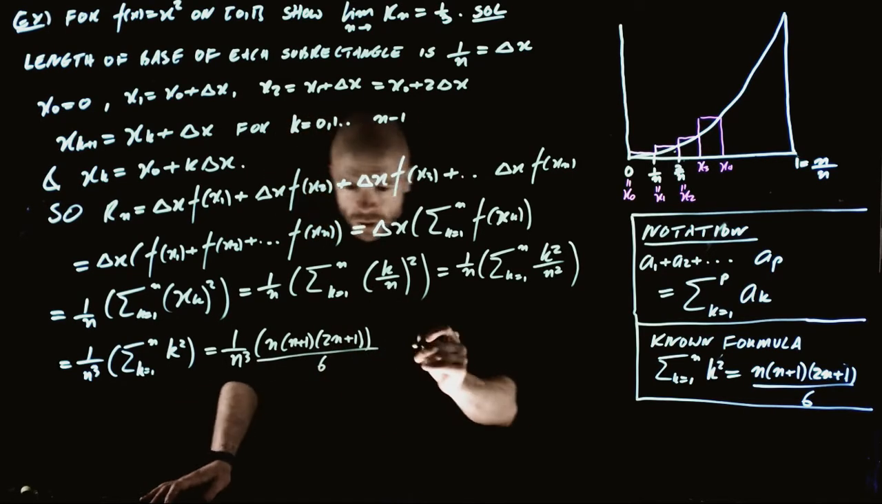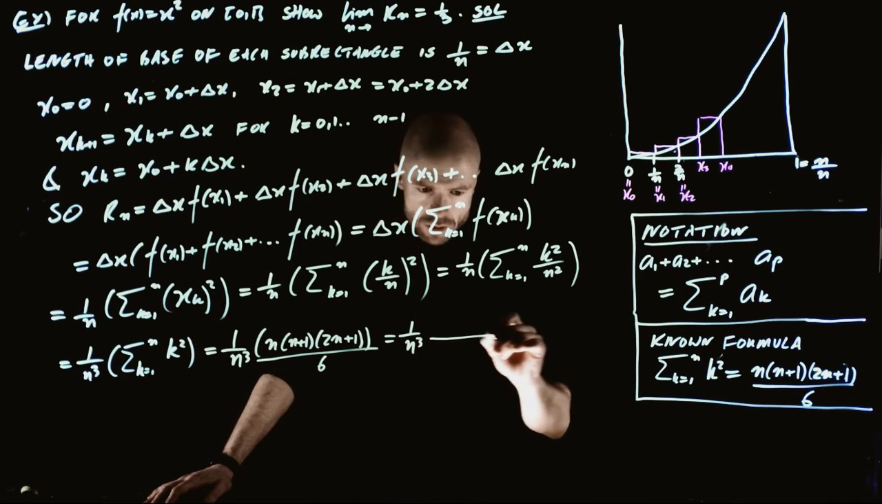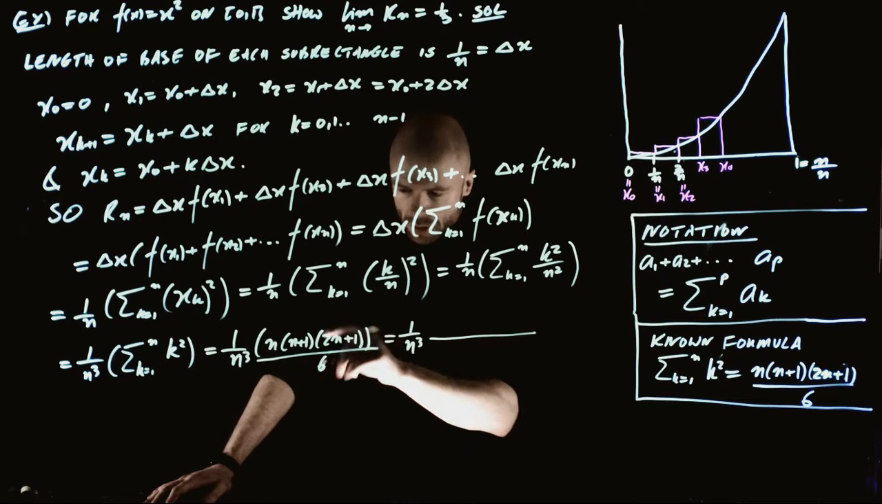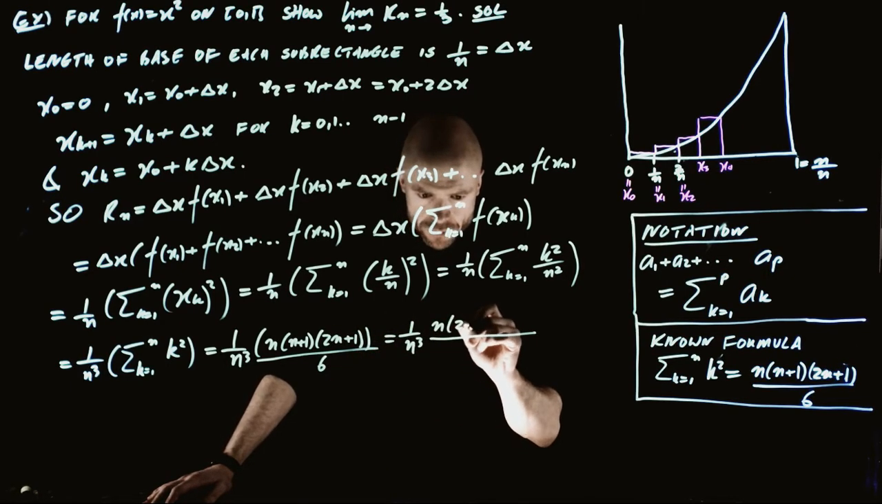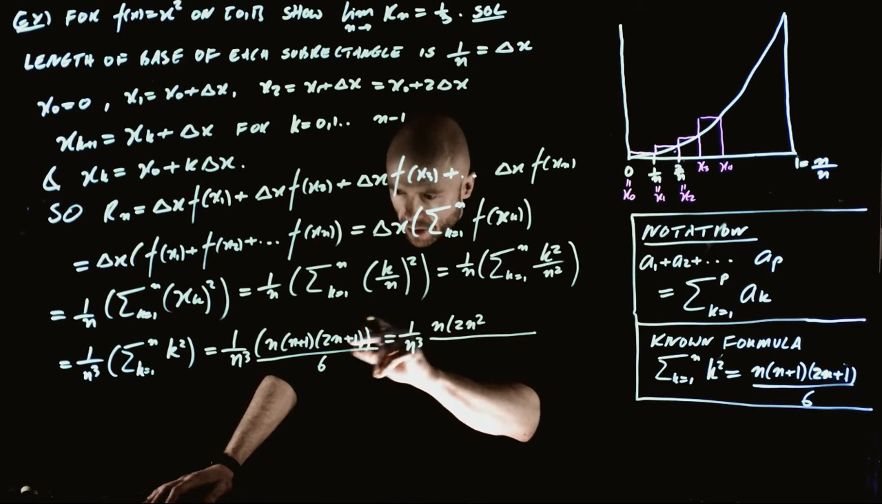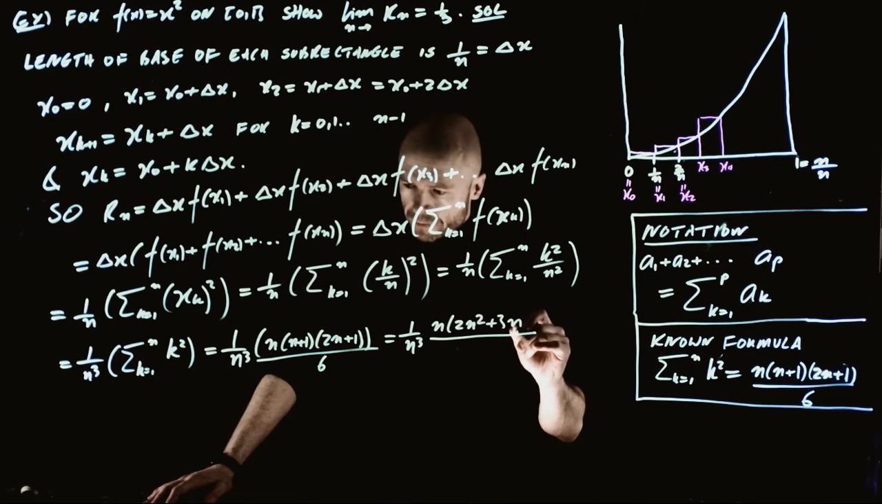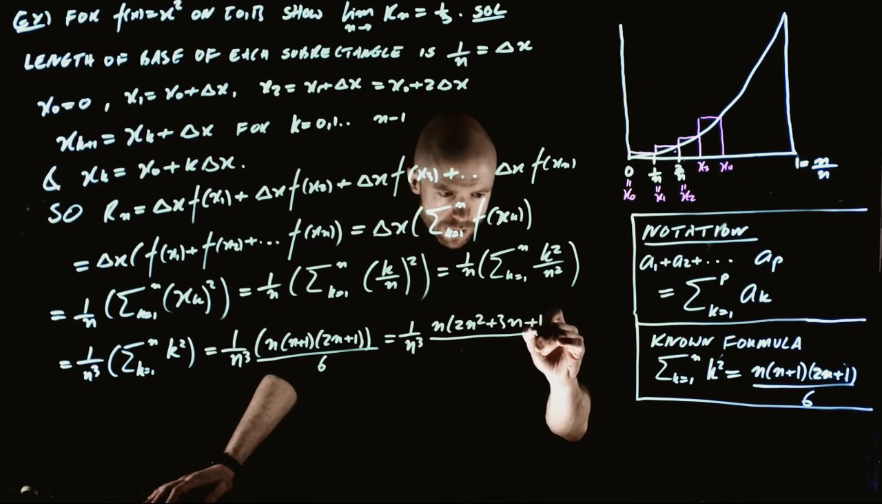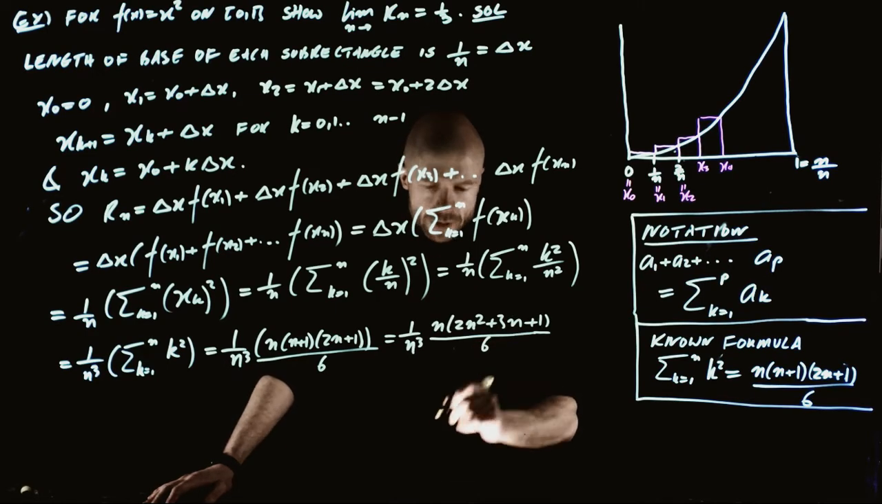And then we do some algebra, clean this stuff up. So let's multiply out this quadratic part. So we're going to have 2n squared. We're going to have a 2n and a 3n. And then we'd have a 1 right here. And this is over 6.